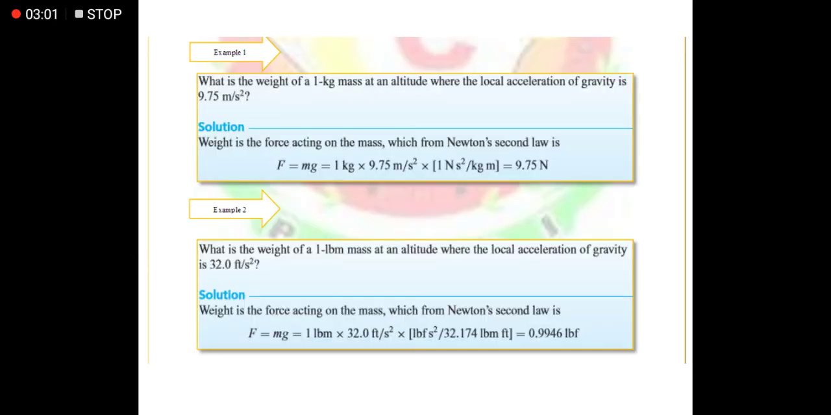Okay. So here we are at example number 1. We have: what is the weight of 1 kilogram mass at an altitude where the local acceleration of gravity is 9.75 meters per second squared? Okay. So what we are looking for here is force, or weight. Make sure of this, because some students get confused between the concepts of weight and mass. The two are actually different.